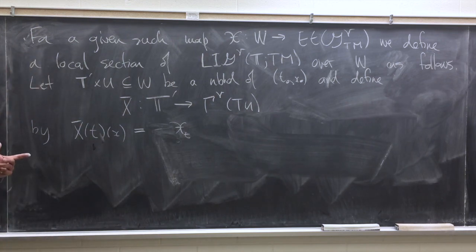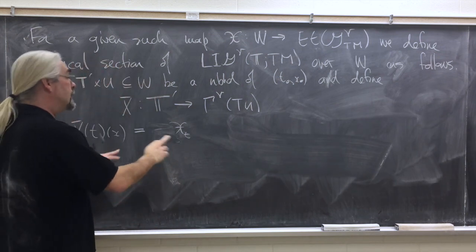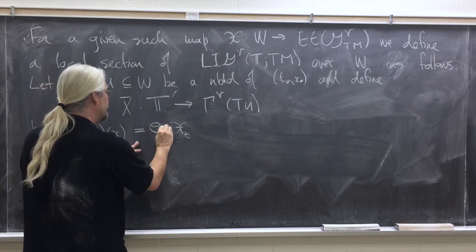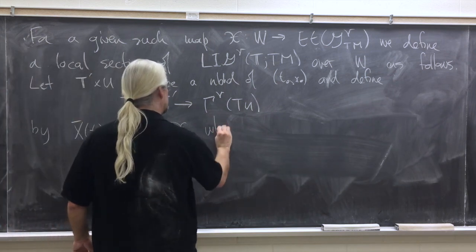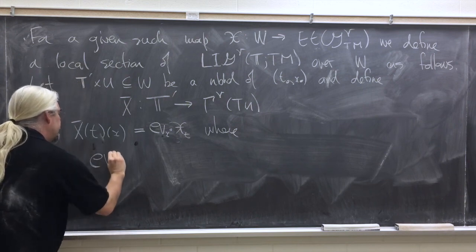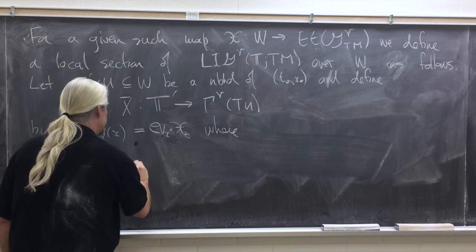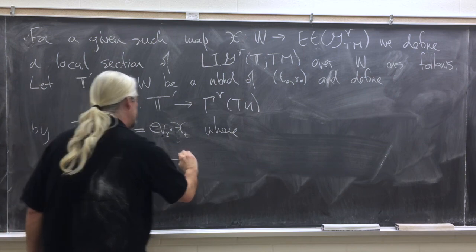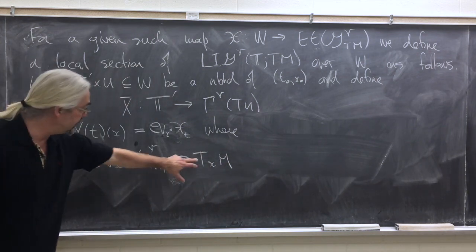For a fixed T, this will be a local section of that etale space. Therefore, I can evaluate the germs at points. So I can do this: the evaluation map at X composed with that. And what's this evaluation map? EVX is a map from the stalk at X, G nu TM X, into the tangent space at X. It just does the obvious thing: it evaluates the germ at that tangent space.